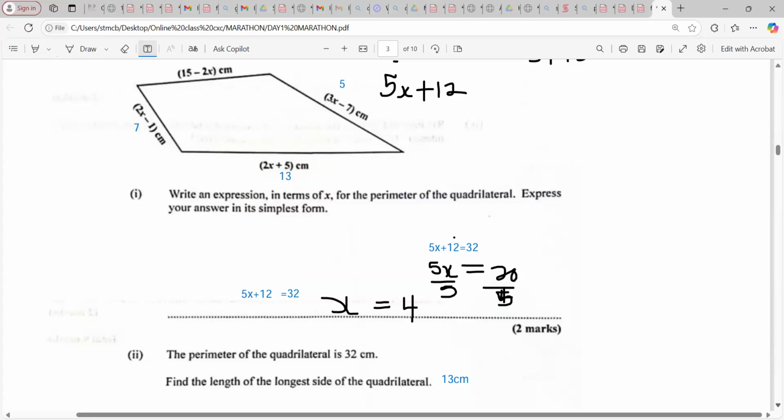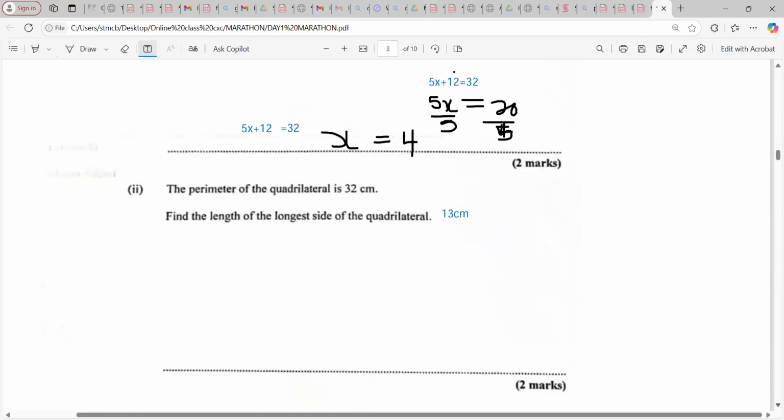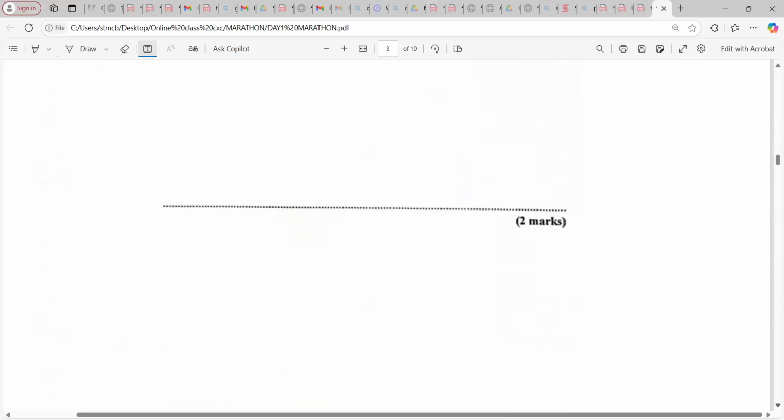Alright, let's see if we can proceed, guys. And that would have been worth 2 marks.